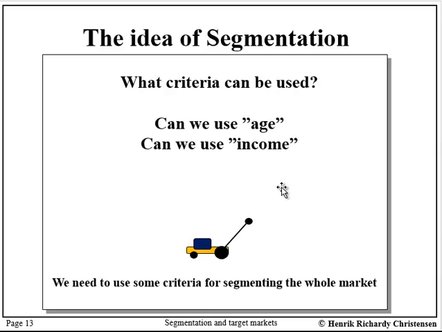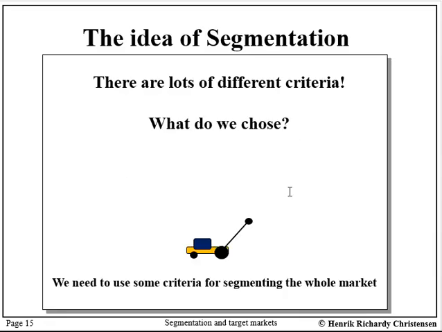What about income? Does that mean anything to us? Whether the potential market would be interesting and attractive, could we use income? Should people earn more than a specific amount of money in order to be able to buy the product? What about urban areas or rural areas? Is that something that would make sense to use for differentiating between the different groups in the marketplace? So these were just three different kinds. There are lots of different criteria. So what do we choose?